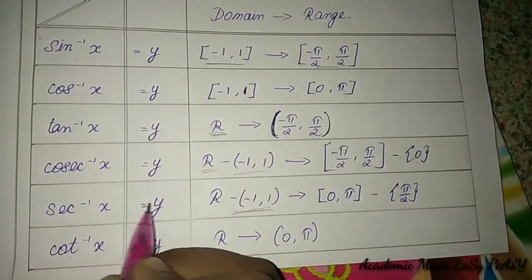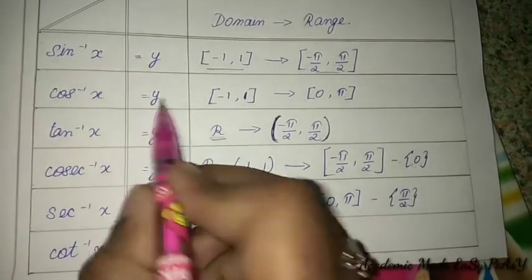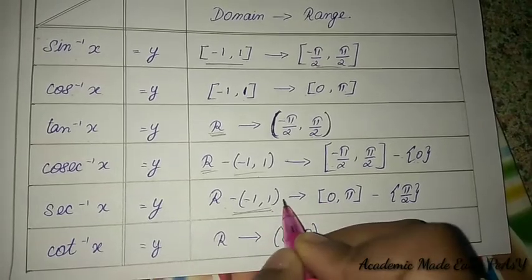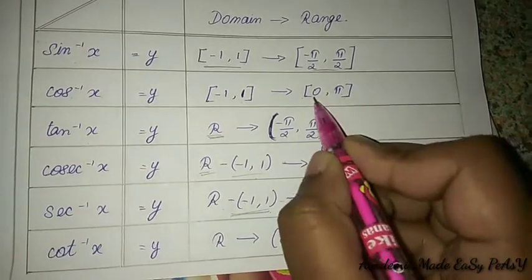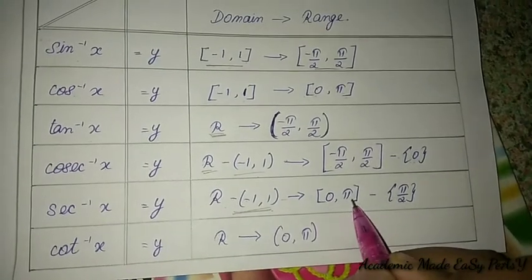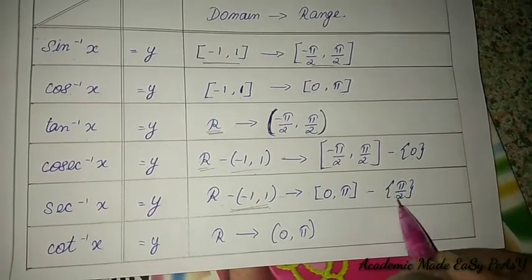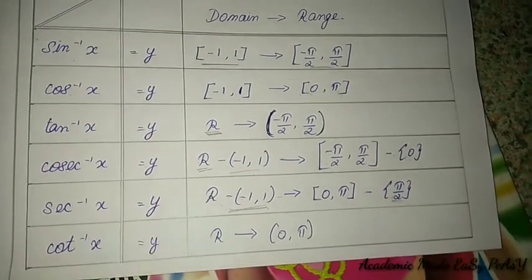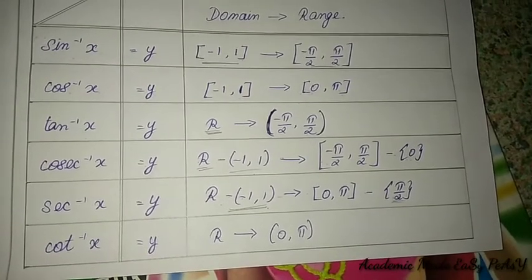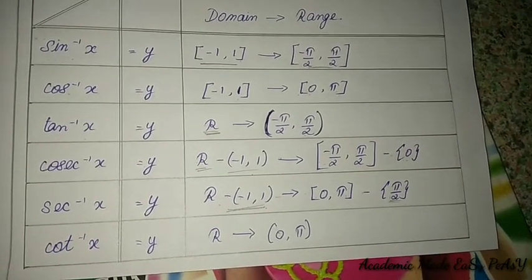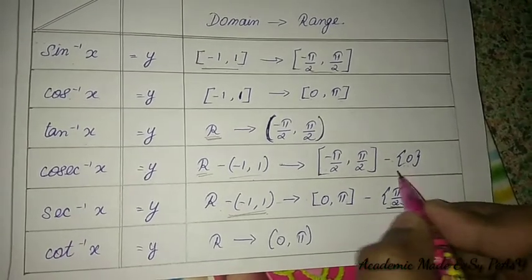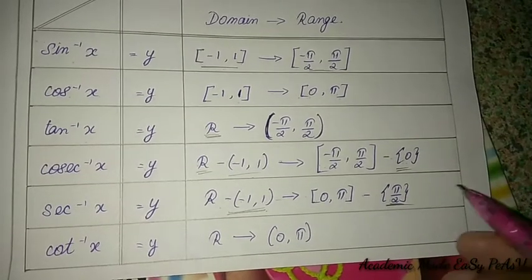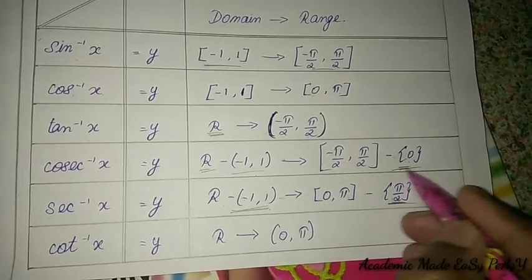Next for secant inverse x. Here also just relate it with cos. So the domain is R minus (-1, 1) too. What will be its range? So 0 to pi, no? So here also [0, pi] except pi by 2. Pi by 2 means cos is 0, isn't it? So what is sec? 1 by cos is sec. So 1 by 0 is not defined, so we are excluding it here. Here also the same. 1 by sin is called cosecant. So 1 by 0 is not defined, therefore we are excluding the 0.